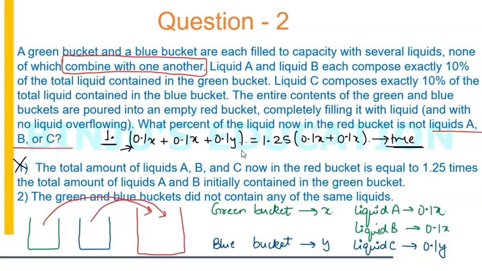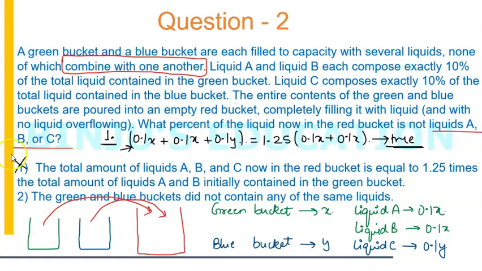Okay, the second one says the green and the blue buckets did not contain any of the same liquids. The green and the blue bucket did not contain any of the same liquid. Now this second statement alone is not going to help me at all. I'm not getting any relationships. I can't calculate any percentage. I can't do anything.